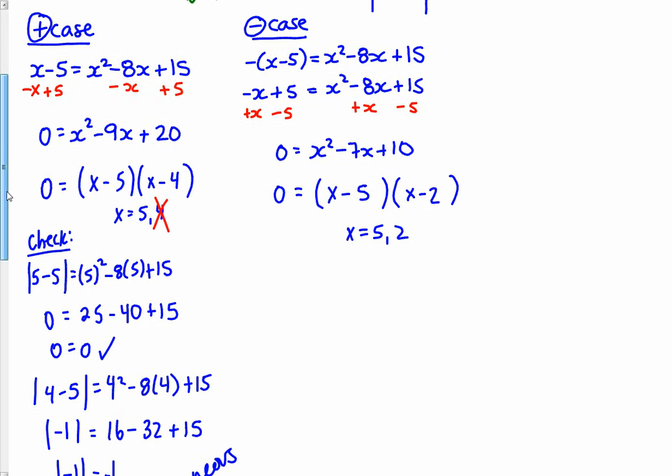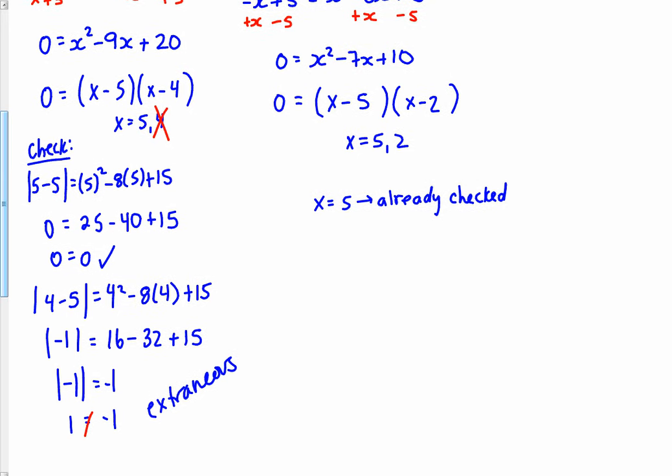When you do the negative case, you get 5 and 2. Do you have to check 5 again? You actually don't. Once you've checked it once, you don't have to check it a second time. It's going to be identical. So you don't make more work. So x equals 5, we already checked. We know it works. So I just have to check x equals 2.